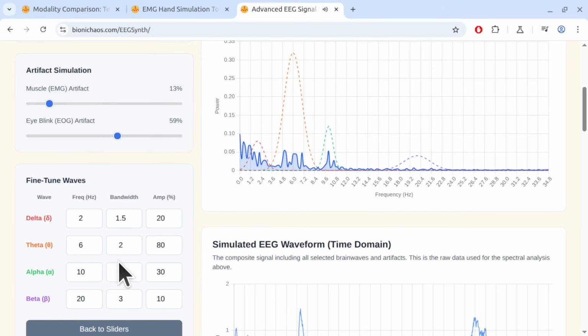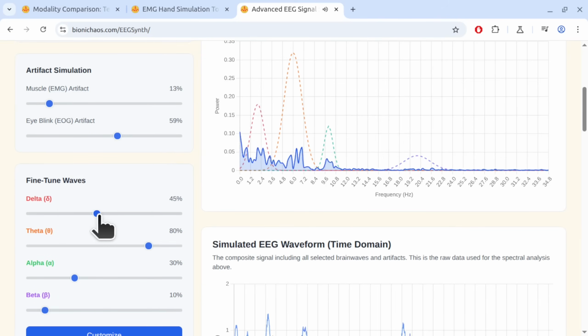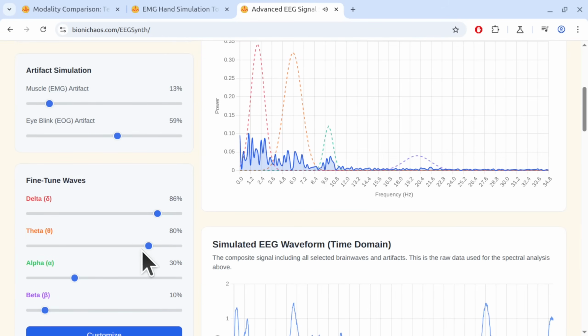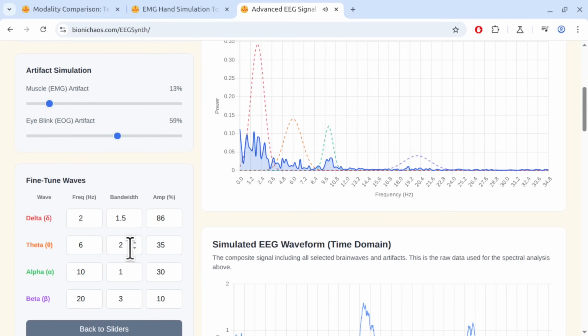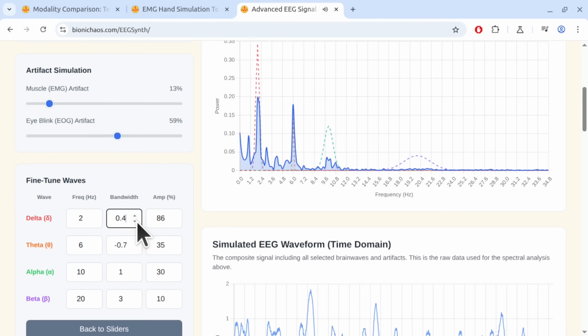That's constructive interference. Okay, adding up. But at other moments, a peak from one wave might align with a trough, a dip from another wave. They partially cancel each other out. That's destructive interference. Okay, so this adding and subtracting is happening all the time along the waveform. All the time across the entire signal.